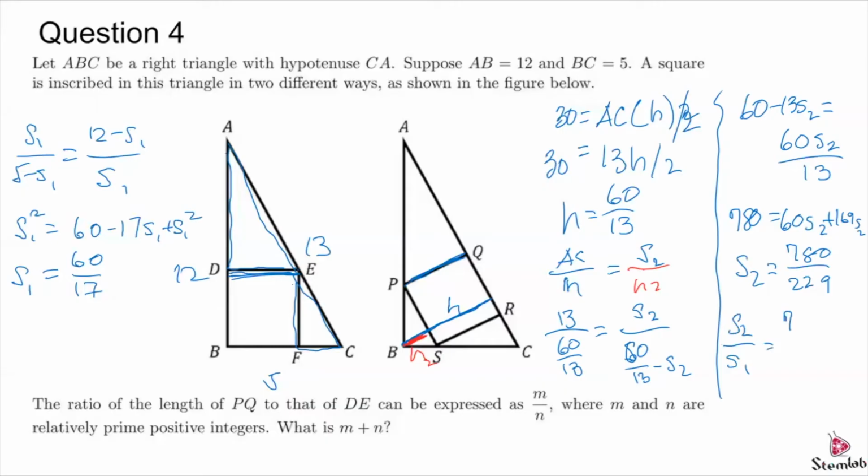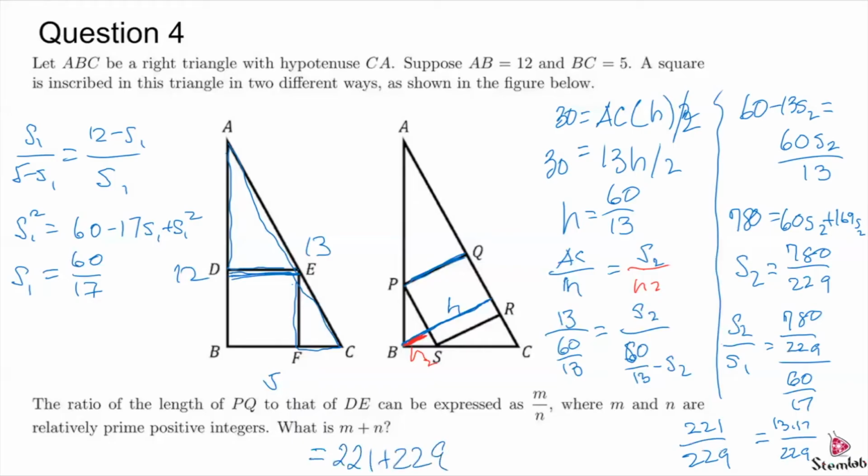So that's 780 over 229 all over 60 over 17. This simplifies out to 13 times 17 over 229, or that is also 221 over 229. So we want the sum of the numerator and the denominator. These two are already relatively prime. So m plus n is no more than 221 plus 229, or 450. Okay. So moving on to the next problem.